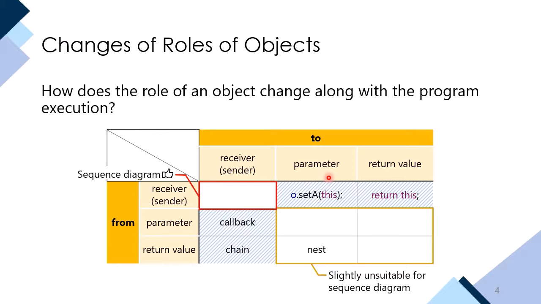On the other hand, the changes of roles in the light blue part, that is, between receiver or sender and parameter or return value, can be represented in quite different ways. Therefore, these parts are unsuitable for sequence diagrams. We intend to uniformly visualize all of these cases.